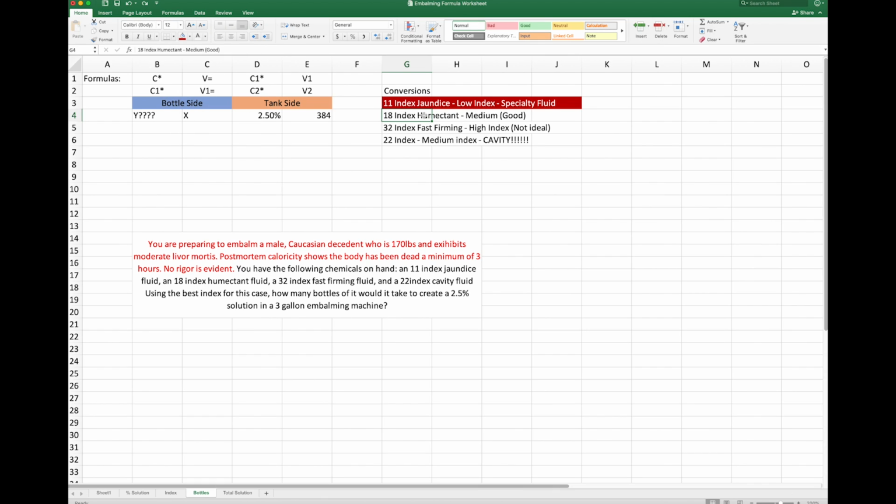Now, one very important thing that you are allowed to comment on your board exams, okay? Chances are pretty good that even if you comment and say, well, 32 index is going to get the job done better, we're just going to say, no, it's not ideal for this type of case. So make sure you're choosing something that goes with what you're being taught in school, what the book has said. So in this case, we're going to use the 18%.